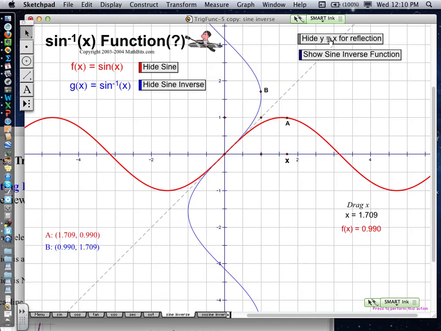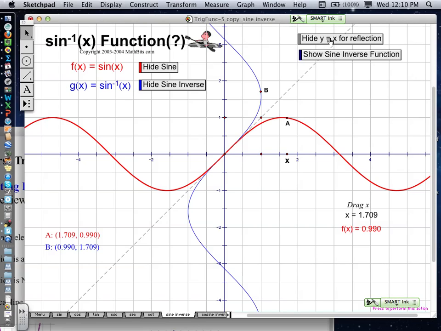So if we look at the graph, here's y equals x, here's our original sine graph. This blue graph is now the inverse of that. When we reflect that across the line y equals x, the inverse that we get is not a function because it doesn't pass the vertical line test. Okay? So mathematicians wanted to define an inverse of the sine that would also be a function. So what they decided to do was to eliminate some of the domain.